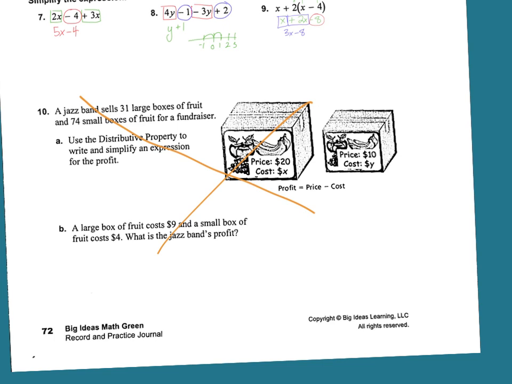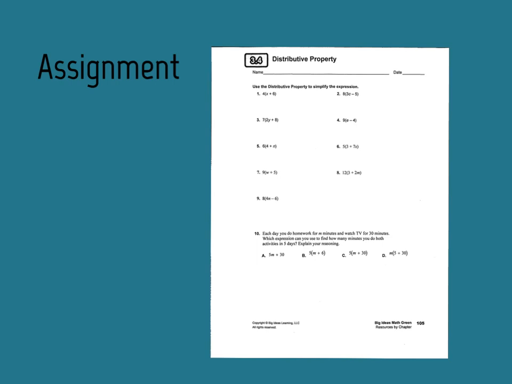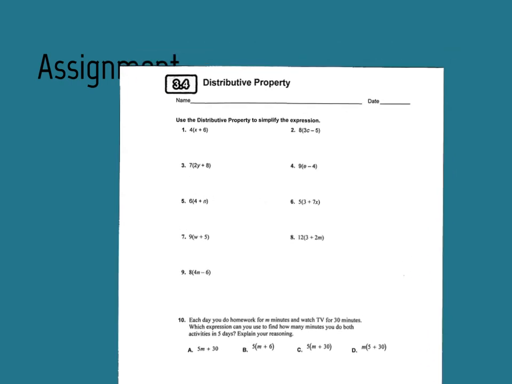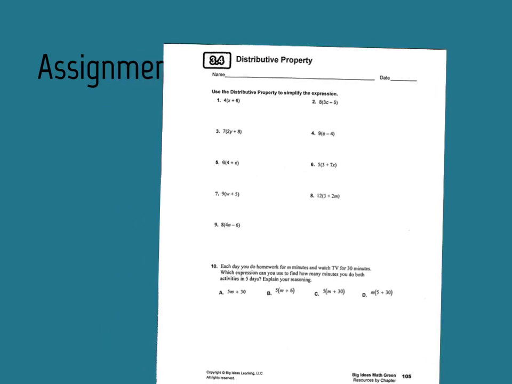All right, let's take a look at your assignment. All right, I'm looking at your assignment, and it looks like you should be able to do this one fairly easily. It doesn't look like any of those are too difficult. You should be able to just use the Santa hat and distribute that number that's on the outside of the parentheses to the things inside the parentheses.